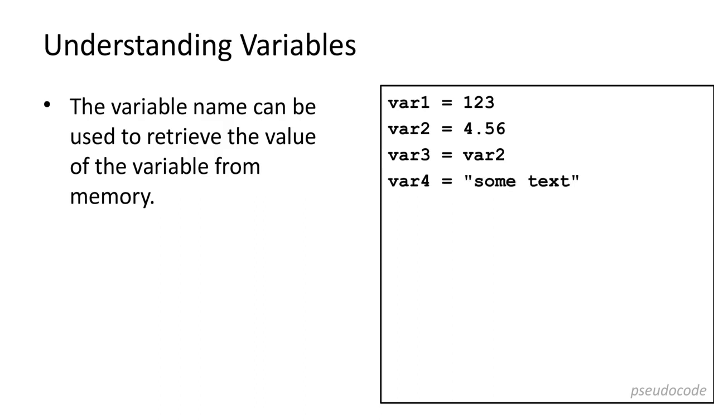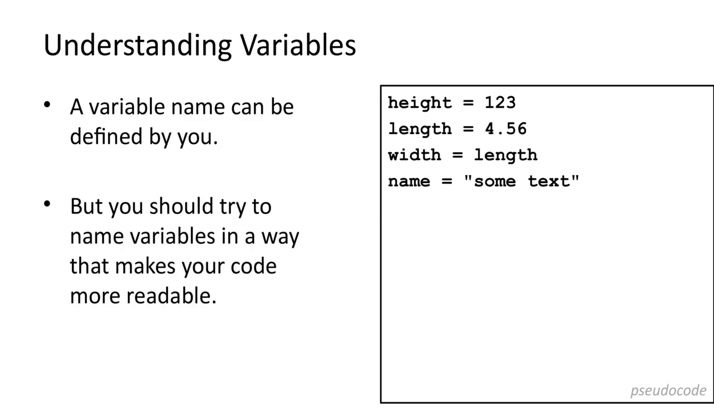Variables can contain different data types. In the example, we now create a fourth variable, and assign its value to be a string of text. When naming variables, you should try to choose names that are short but descriptive. In the example, the variables have now been renamed to make them more understandable. Let's have a look at the naming rules for variables.